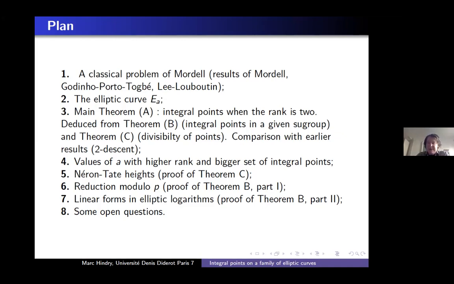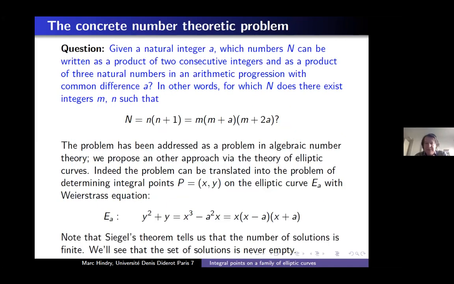So let's start with the elementary, high school problem. We are given a natural integer, a. So a will be 1, 2, 3, etc. And we ask which numbers can we write both as a product of 2 consecutive integers and as a product of 3 natural numbers in arithmetic progression with common difference a. So there are 2 ways to write the equation. The first one is you write capital N is n times n plus 1. And also m times m plus a times m plus 2a.